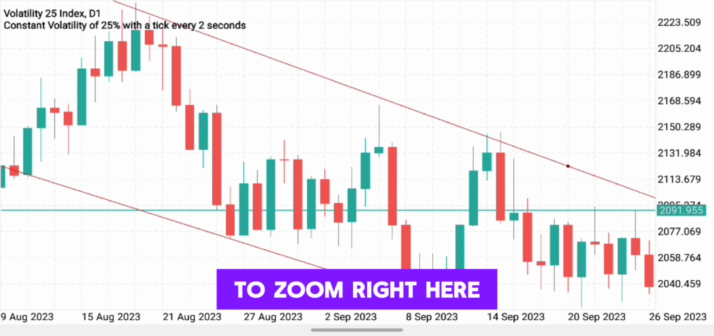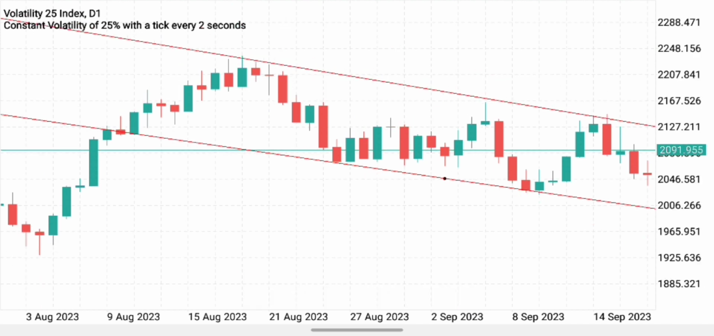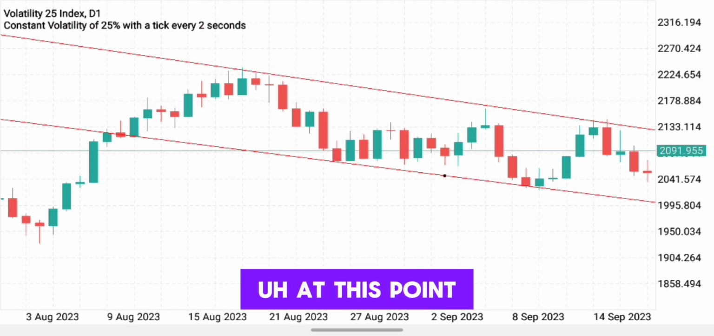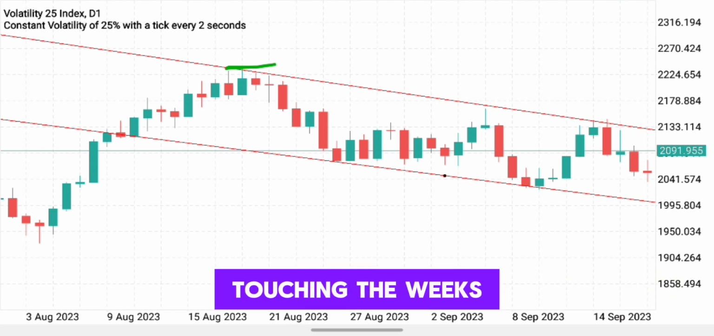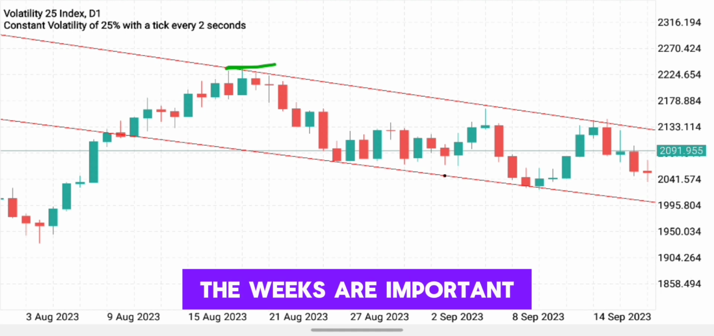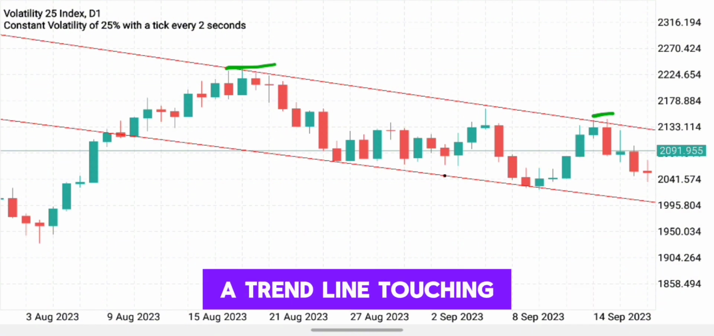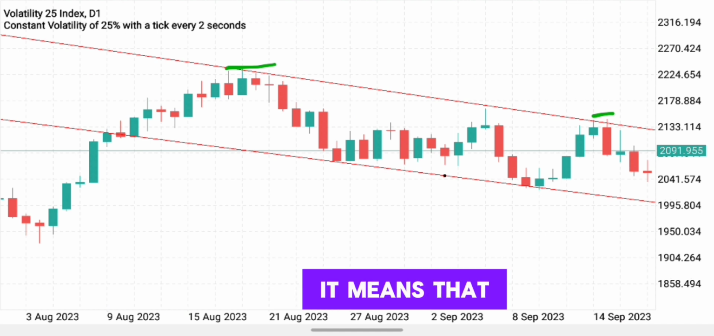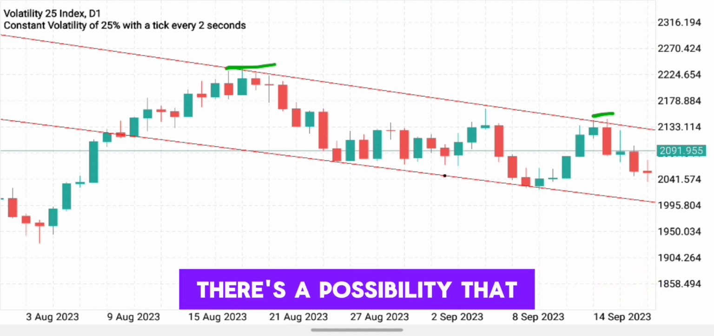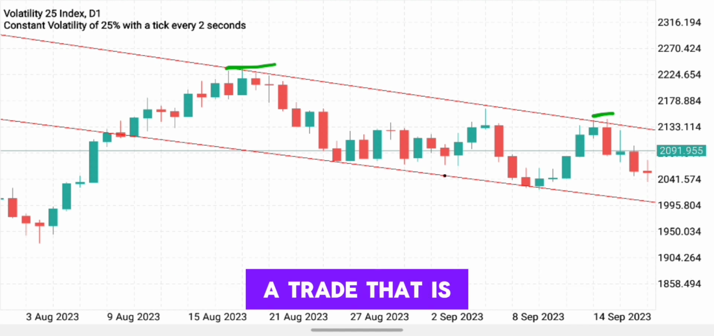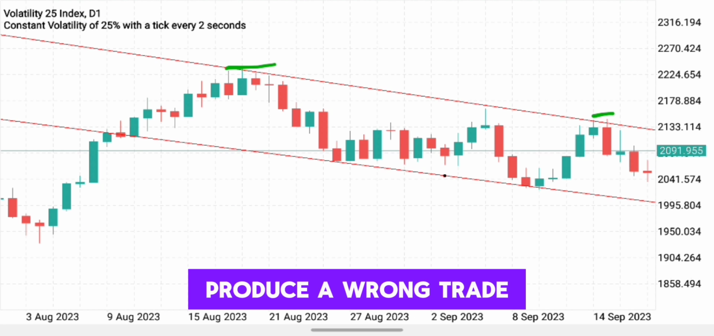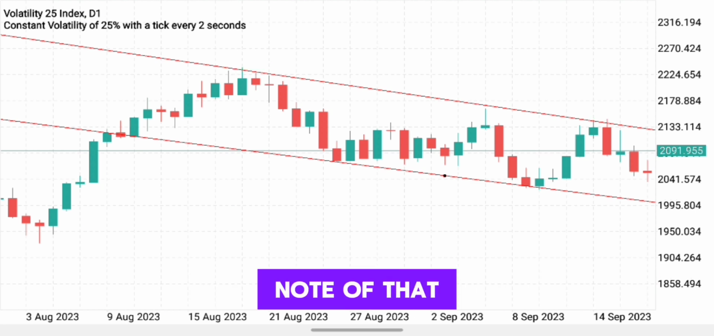So if we are to zoom right here, as you can see, the trend line is touching the wicks, not the body, because the wicks are important. As you can see, on this one is also touching the wick, not the body. So if you draw a trend line touching the body, the real body, it means that there's a possibility that you might conclude a trade that is not yet ready, or you might even predict a wrong trade. So you should take note of that.